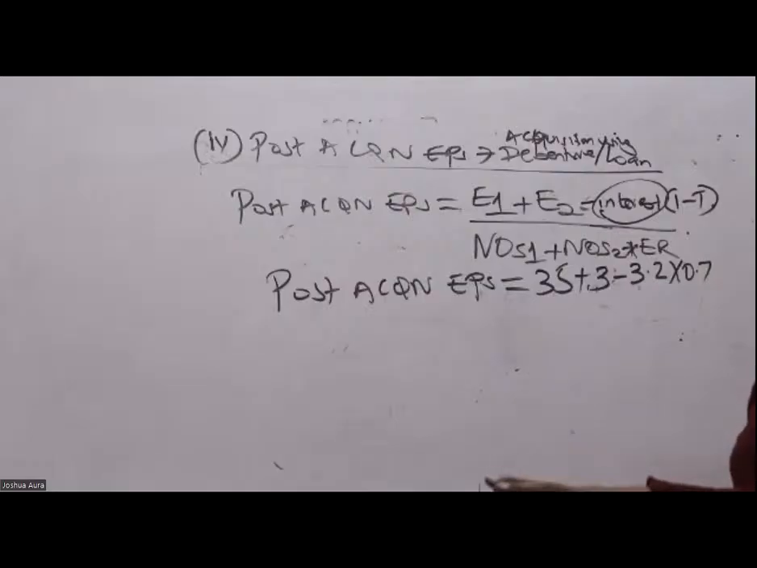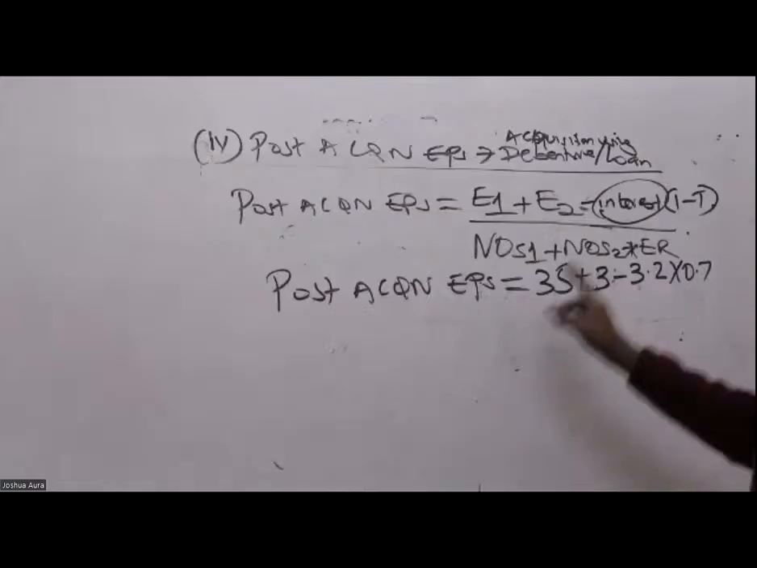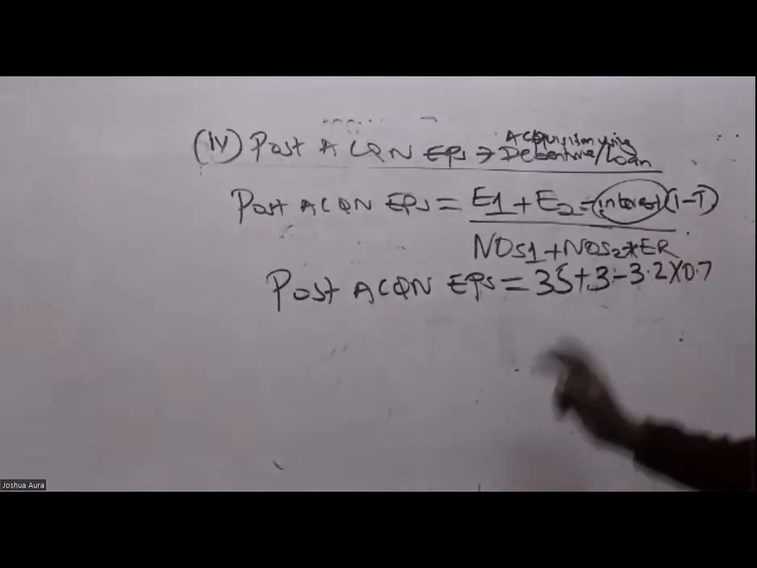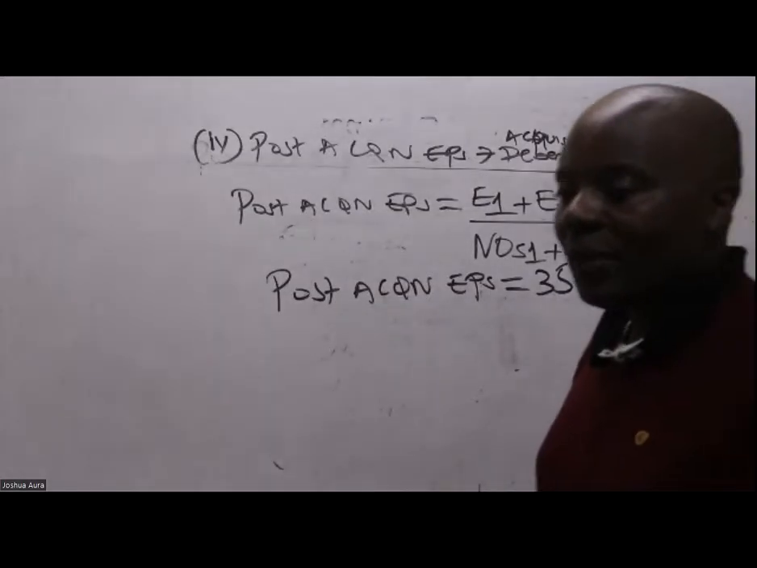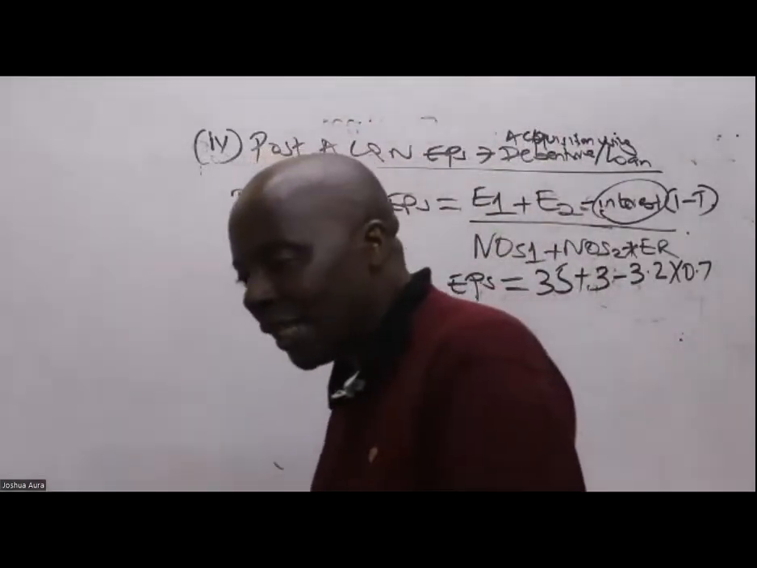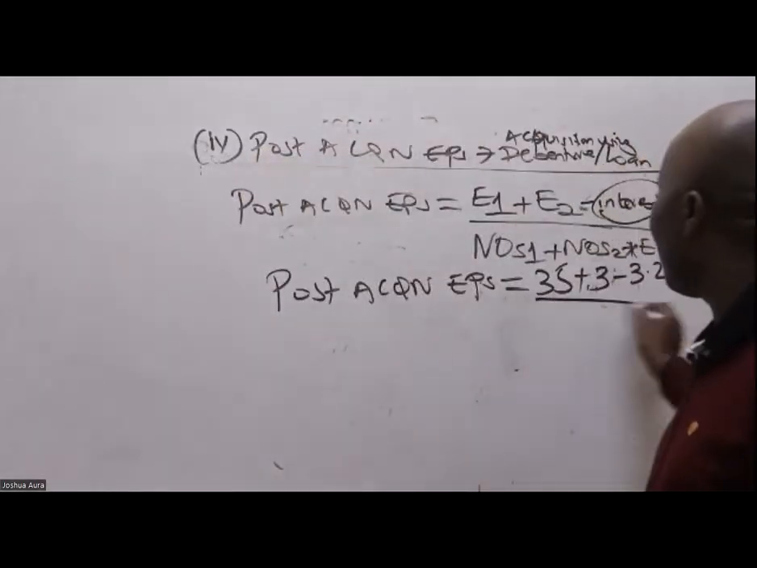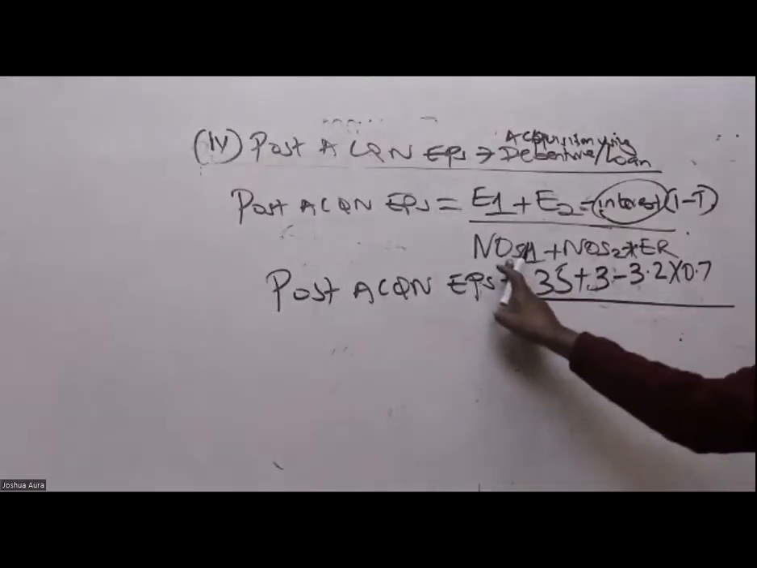It is 1 minus tax, and tax has been given as 0.3. Then divide everything by the number of shares of company 1.